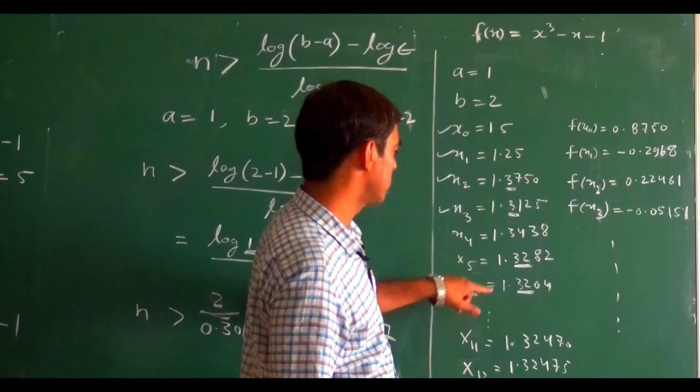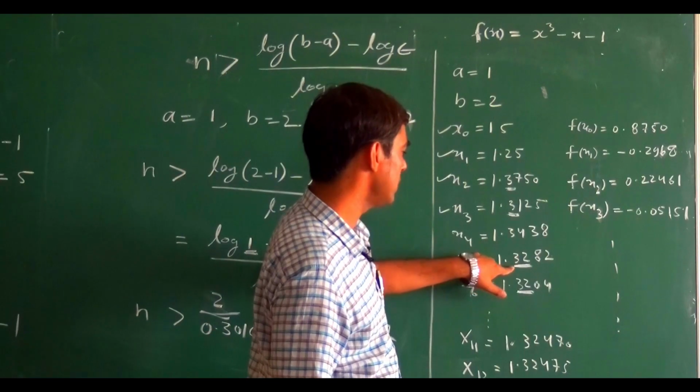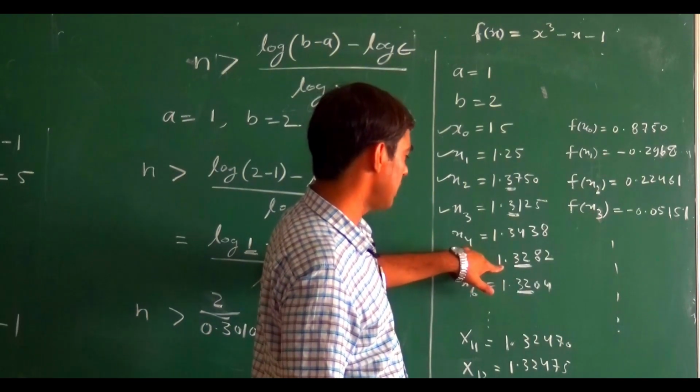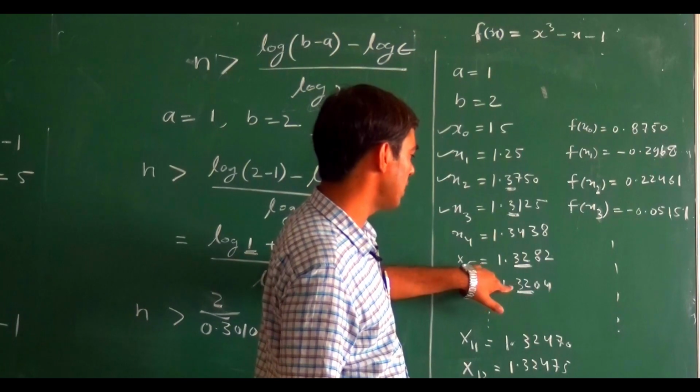So what is the meaning of this? The meaning is that the root is now correct up to 2 decimal places, which is 1.32.